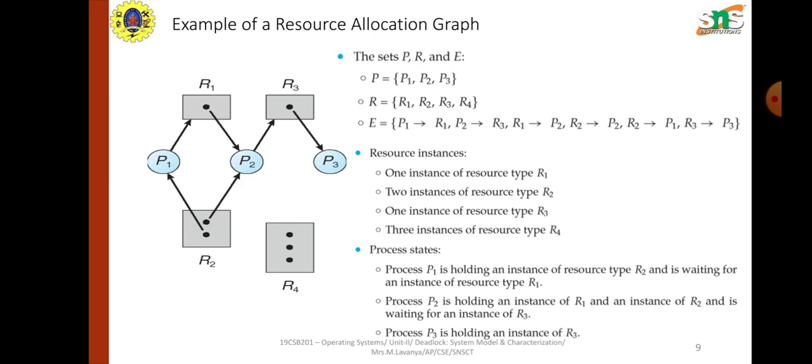This is the explanation we can understand from the resource allocation graph. So from studying that graph we can get an idea of which resource is currently held by which process, and which process is requesting that resource and waiting in the queue.